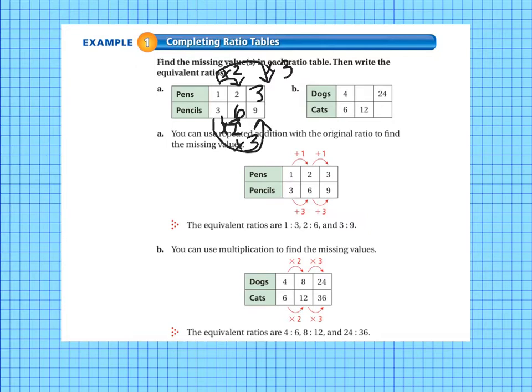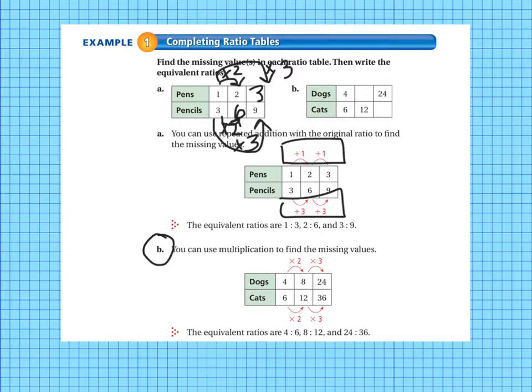And if we look at the example for B, that's kind of what I just showed you for A. So multiplication and division always work. Sometimes it's tough to tell what to add and subtract. So my suggestion for you is always use multiplication and division. It says you can use multiplication to find the missing values. So we're looking at B now.